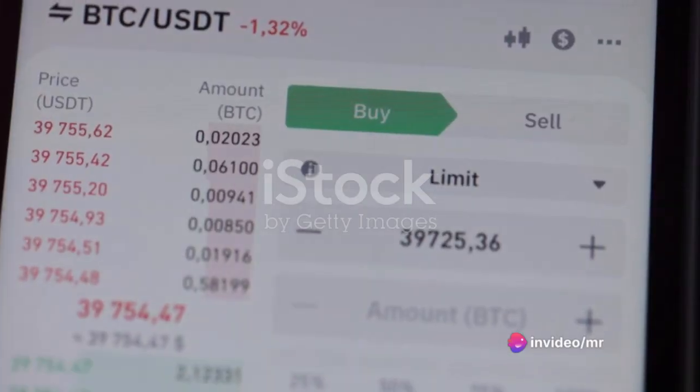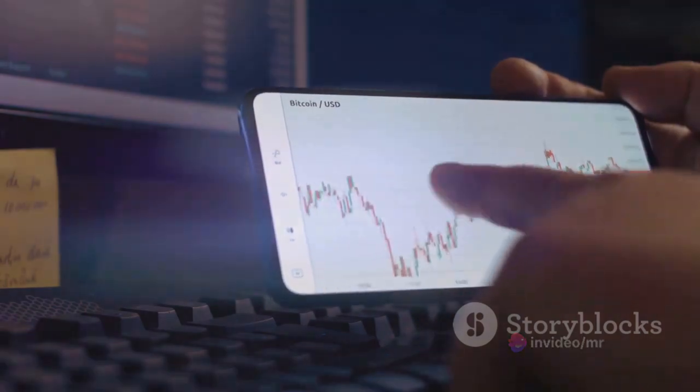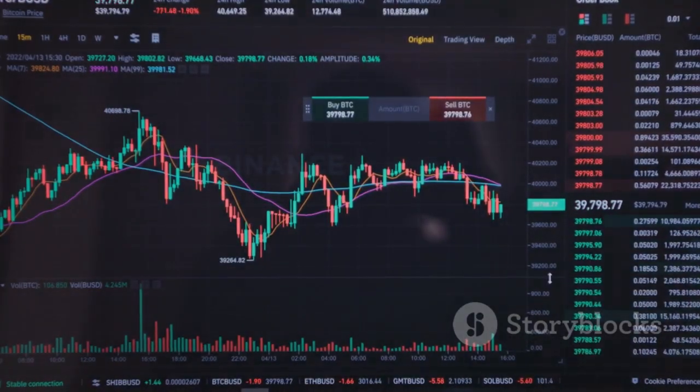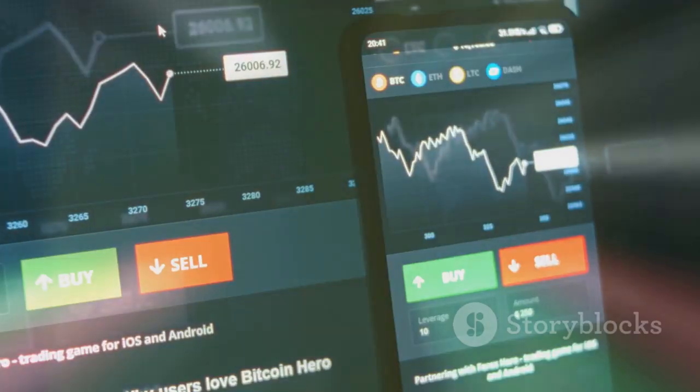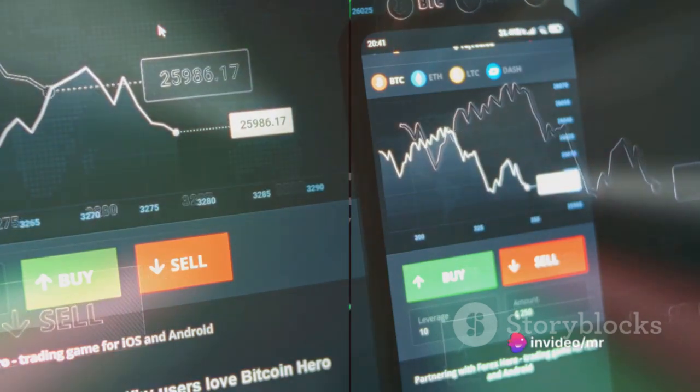You can choose to buy or sell. If you think the price of Bitcoin will go up, you would buy. If you think it will go down, you would sell. You can also set a specific price at which you want to buy or sell, known as a limit order.